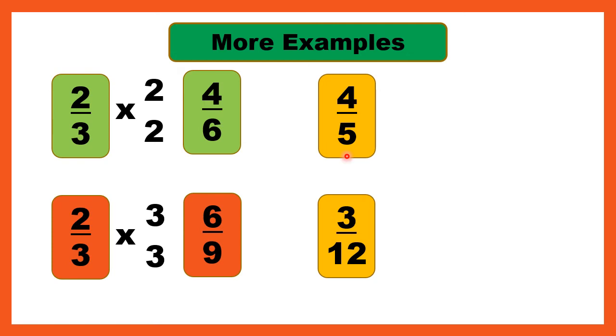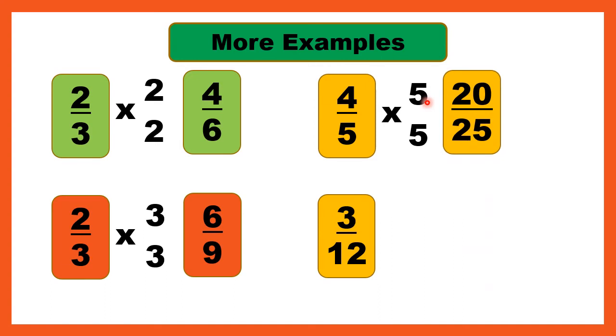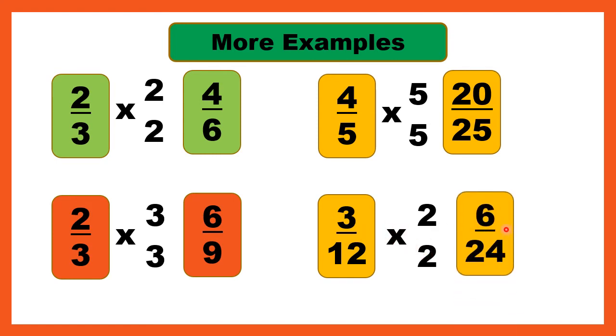Another, 4/5 multiplied by 5. 4 times 5 is 20. 5 times 5 is 25. 4/5 and 20/25 are equivalent fractions. 3/12 multiplied by 2, 3 times 2 is 6. 12 times 2 is 24. 3/12 and 6/24 are equivalent fractions.